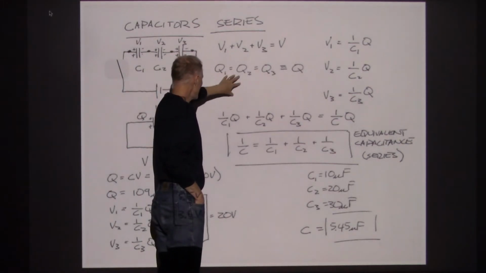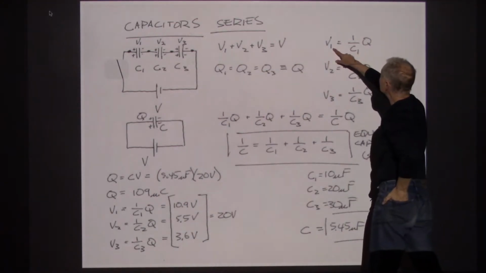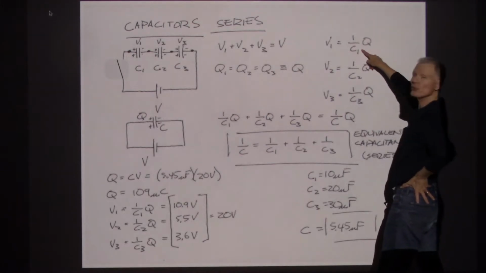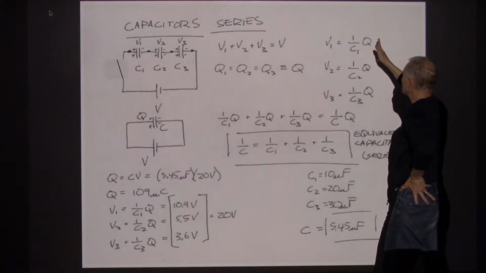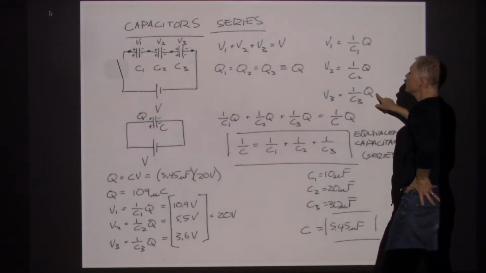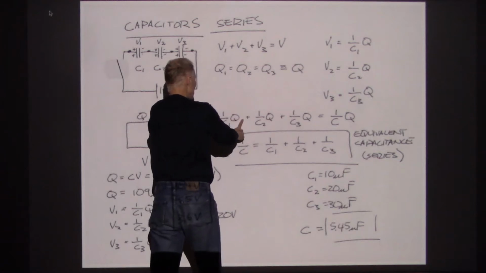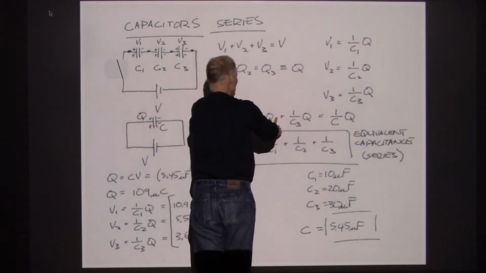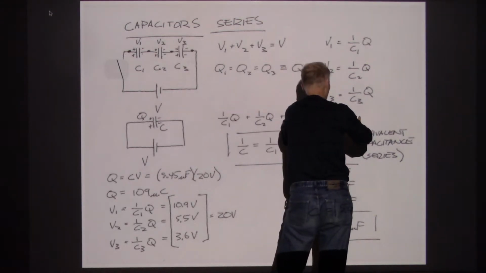Now, this is going to be the case, that all the charges match. I'm going to use this formula of voltages and say V1 is given by Q over C1. That's just our standard formula for capacitance, flipped around. V2 is Q over C2, and V3 is 1 over C3 times Q. So following this formula, I can say V1 plus V2 plus V3 is equal to the total voltage.